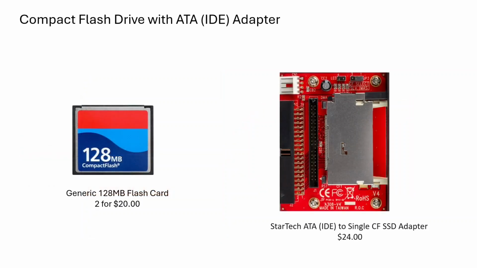The compact flash card here is a 128 megabyte card. This is just a generic card. You can get 2 of them for around $20. Very cheap and easy to use. I find that these 128 megabyte flash cards also support 8-bit transfers, which is really nice. ATA hard disks generally don't, but most of these flash cards will. I take this flash card and just plug it into a StarTech ATA to CF adapter. It's about $24.